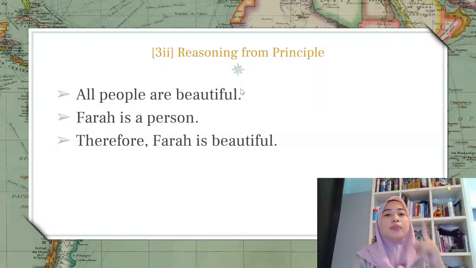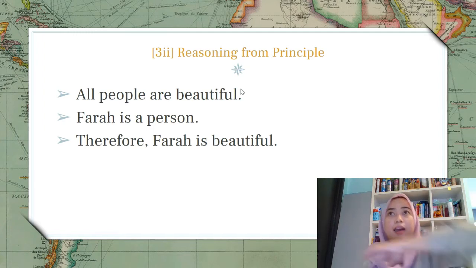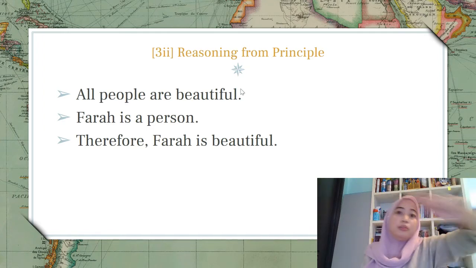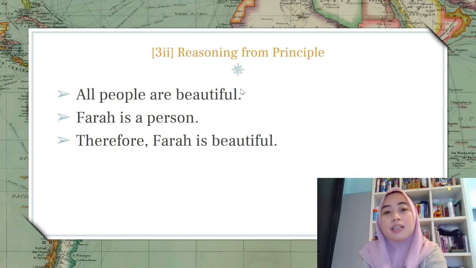Now let's have a look at an example of reasoning from principle. Again, we're looking at something very general and you want to formulate a very specific conclusion. Here, the first premise that we have: all people are beautiful. Let me give you an example. We have 10 people over here, and the argument in the first premise is that all 10 people here are beautiful. The second premise that we have here: Farah is a person.